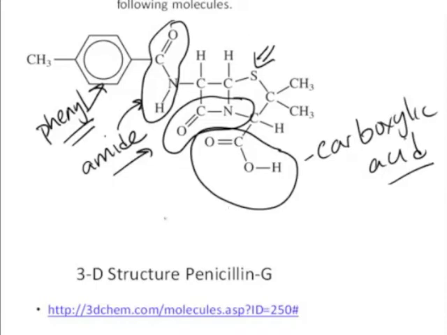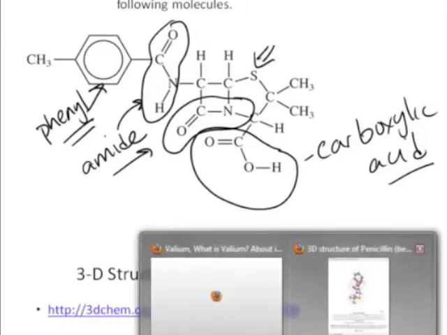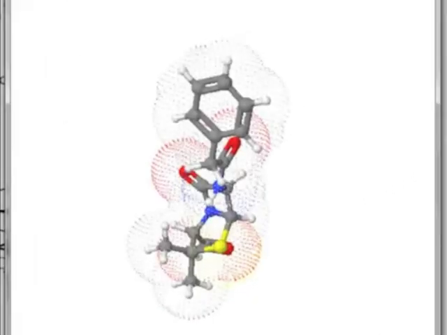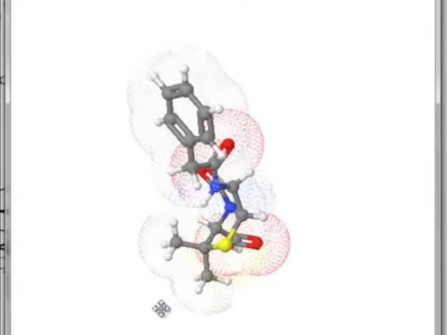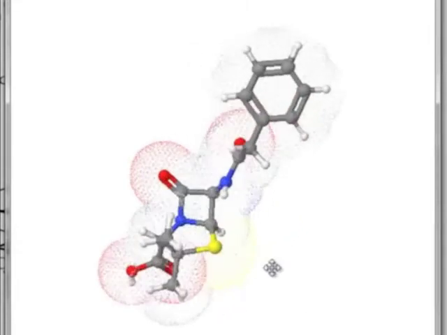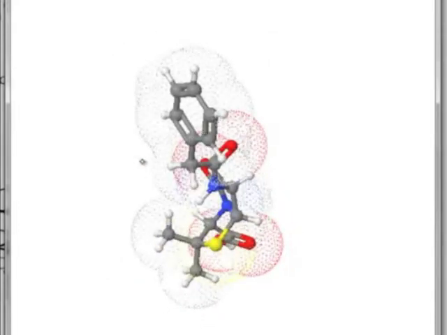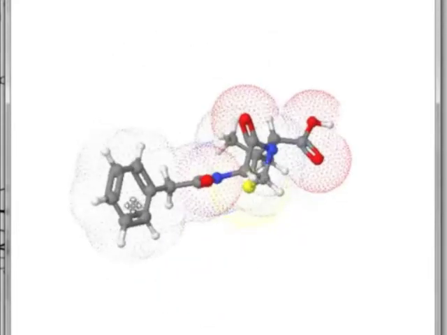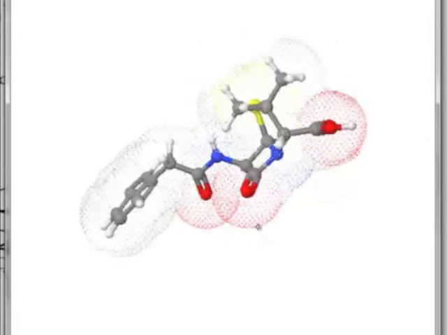I'll show you a look at this as we move forward and start to understand how these different molecules with different functional groups and different shapes have different functionalities. There's a great resource where you can look at the 3D structure of these molecules, and this is the 3D structure of penicillin. See if you can find the functional groups looking at it this way. Okay, remember these things can move all around in different directions.